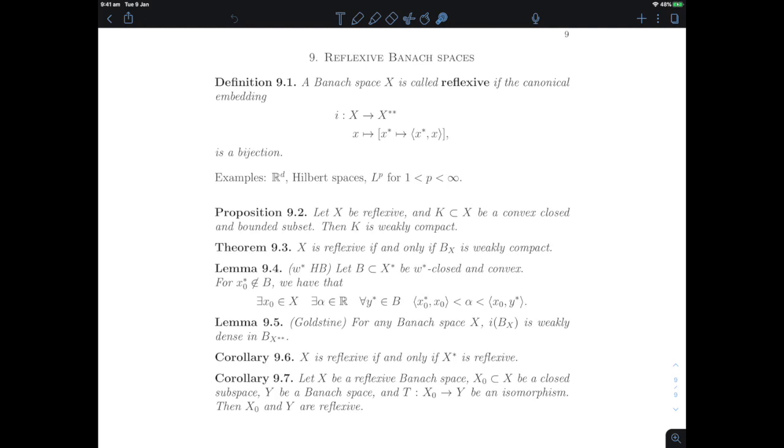Now we'll get to this lemma in a minute as part of our proof of theorem 9.3, but the first thing we will do is prove proposition 9.2. So show that reflexive spaces are good spaces, spaces in which we have a nice sufficient condition to test for weak compactness, namely convexity, closedness, and boundedness. So that's really the best analog we can hope for in an infinite-dimensional Banach space of the result that we have in finite dimension, that every closed bounded set is compact. Okay, let's start with the proof of proposition 9.2.